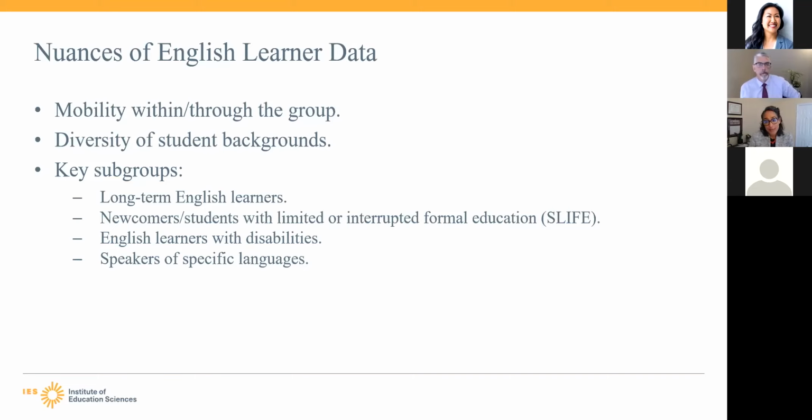And then key subgroups, I think Elizabeth also hit on that earlier. Key subgroups you might want to look at when you're thinking about that diversity are students who are labeled as long-term English learners. These are often students who have been receiving services for 5, 6, 7 years in United States schools and have not yet become proficient. Those students may have different needs than newcomers, who are entering US schools for the first time, maybe in middle school or high school. And then also, again, we have our English learners with disabilities and speakers of specific languages.